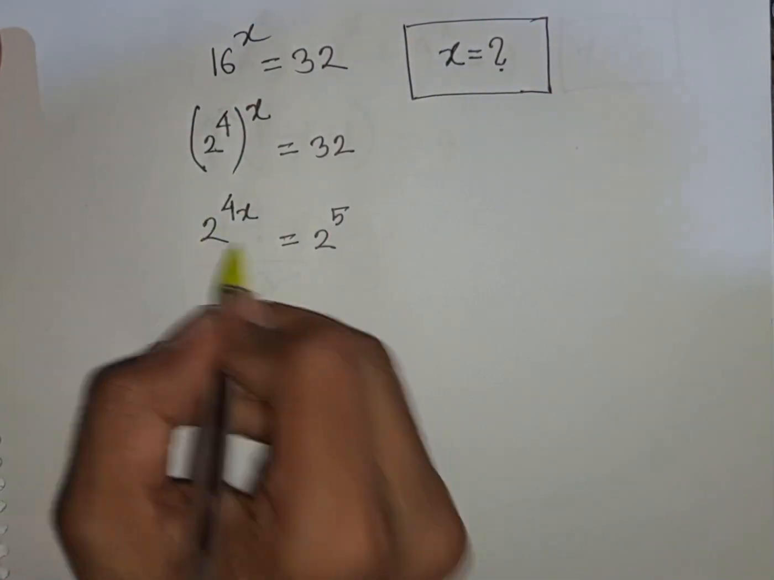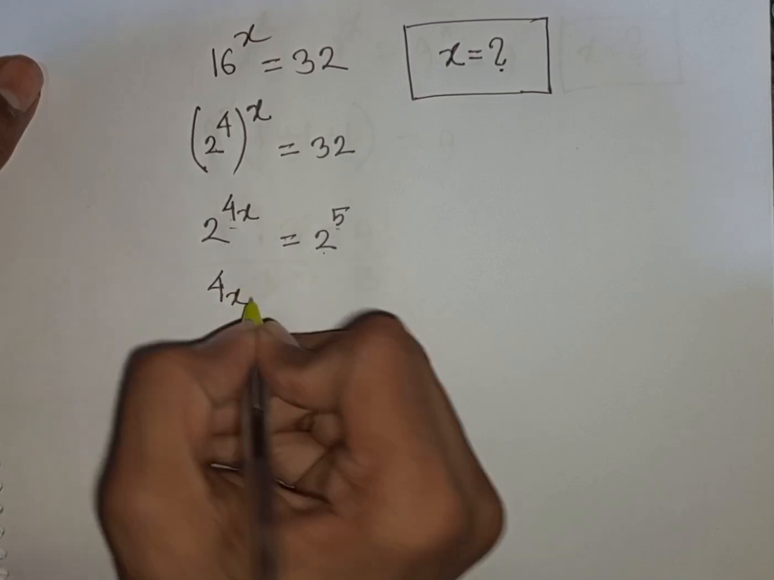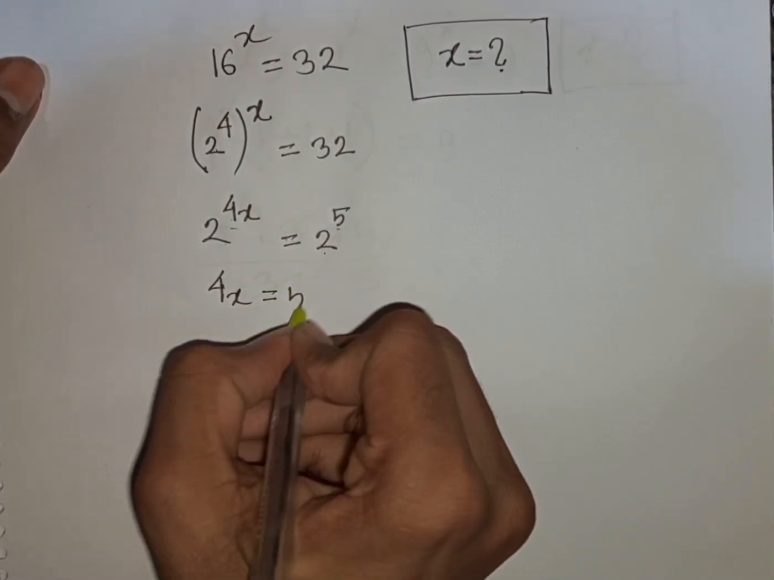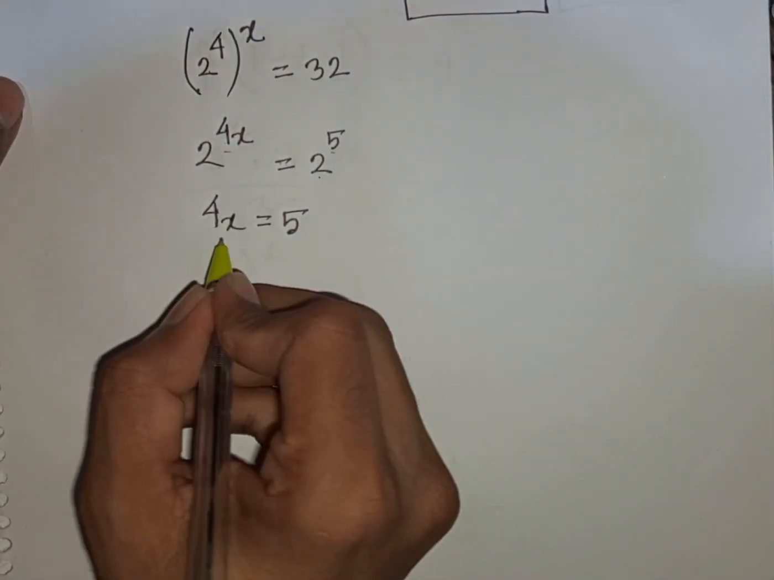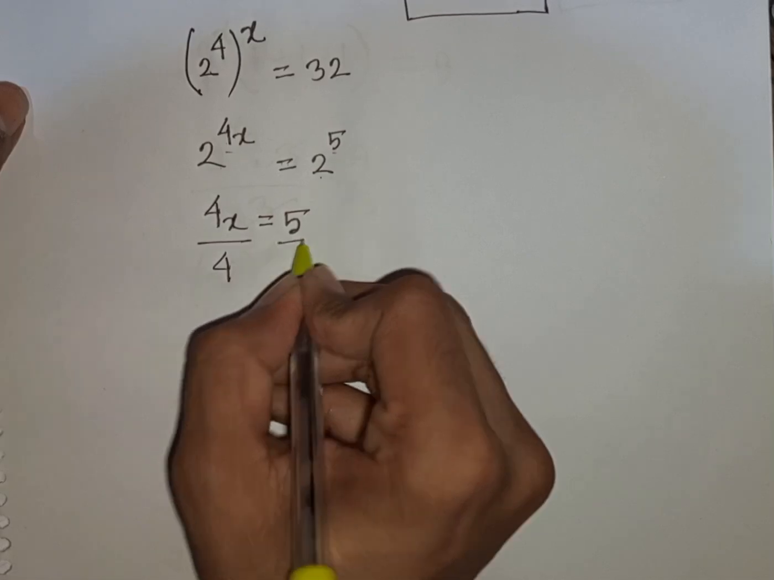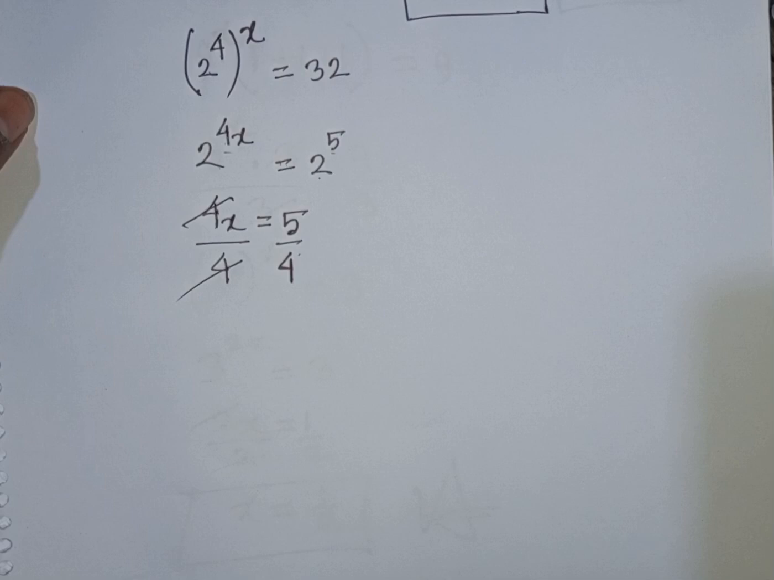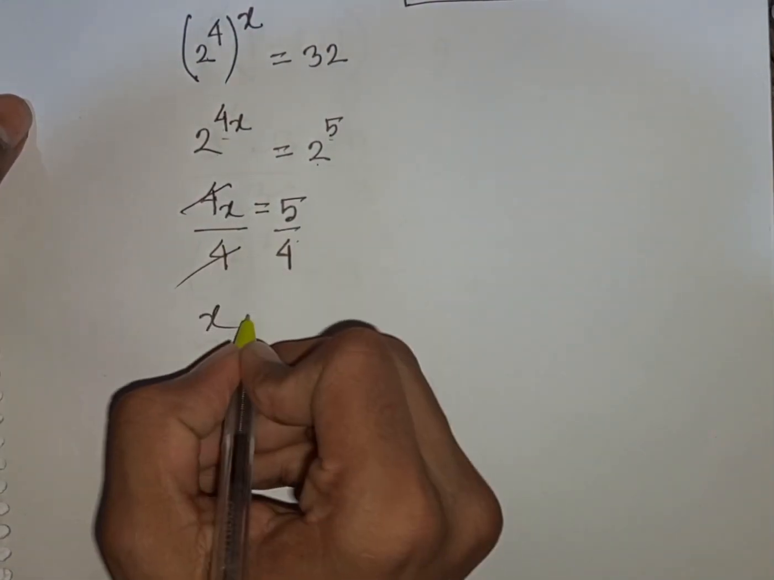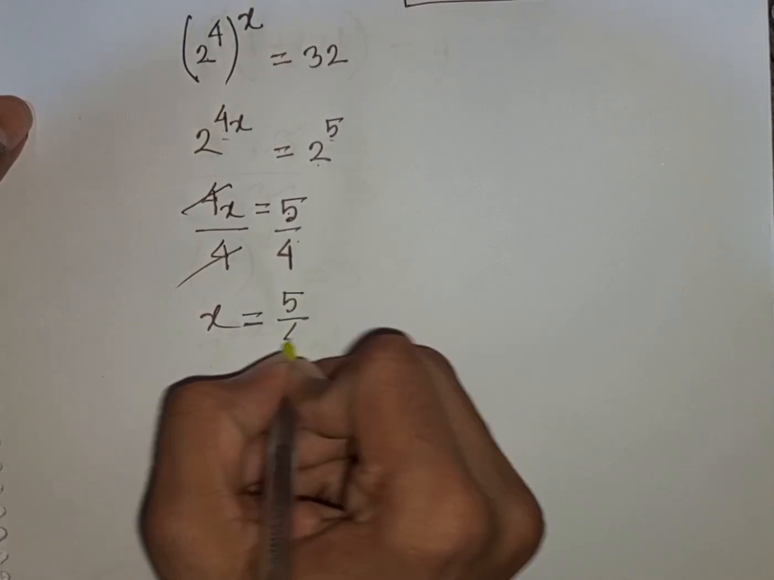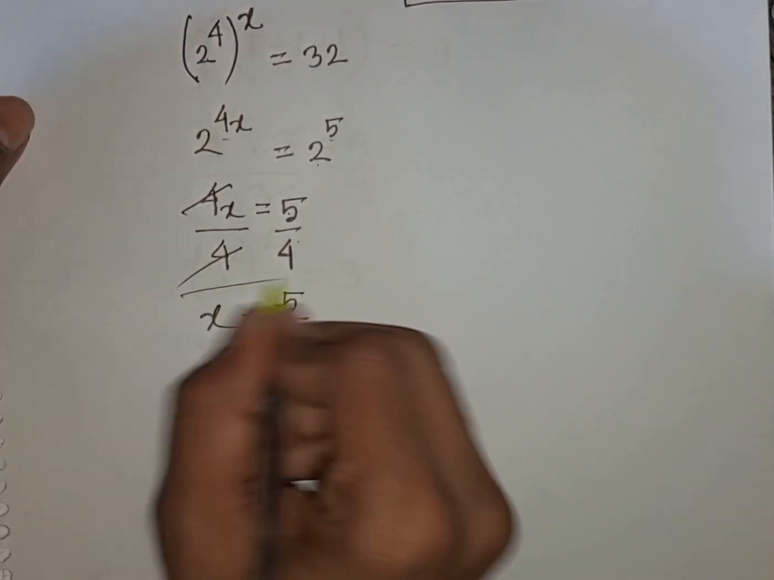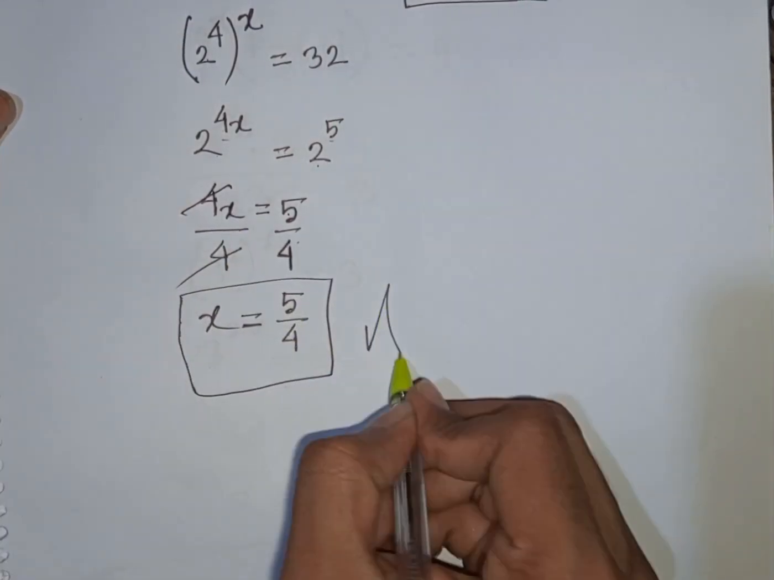Now we see the same base 2, so 2 will be cancelled, power will be equal to power, so you can write here 4x is equal to 5. Now we divide by 4 on both sides because we need the value of x. So this 4 will be cancelled, so here x is equal to 5/4. So 5/4 is the value of x, and this is our final answer.